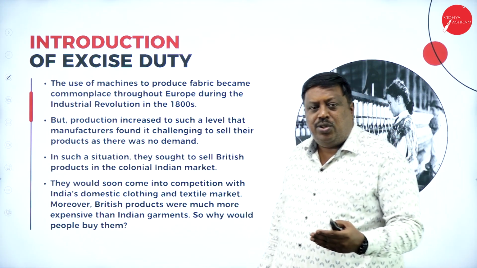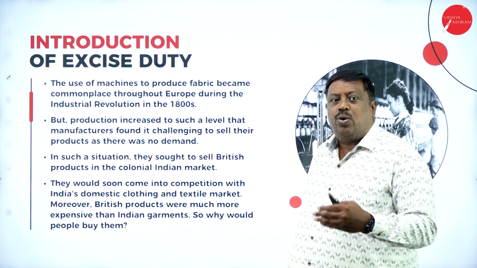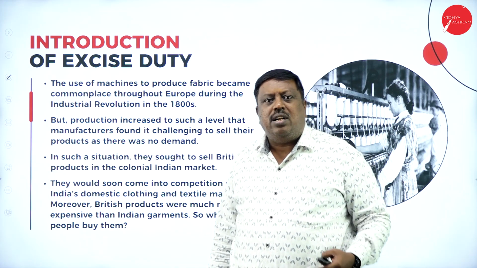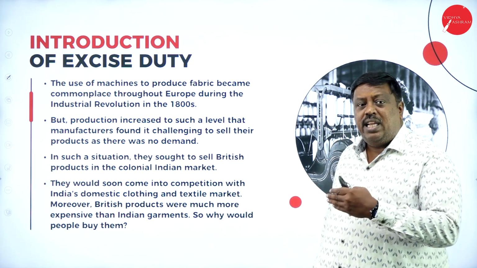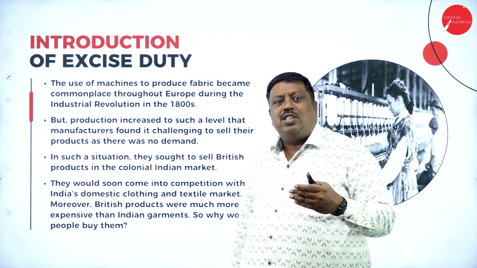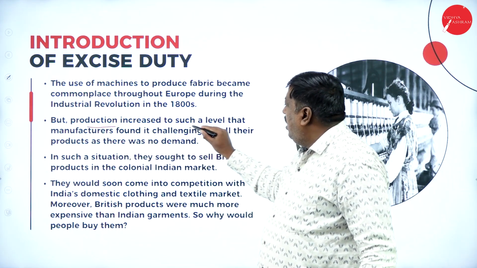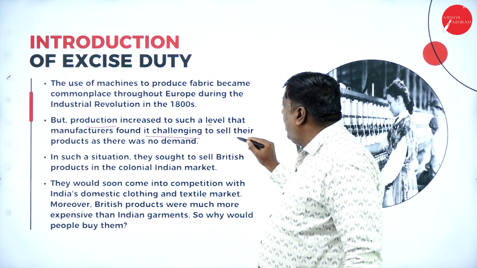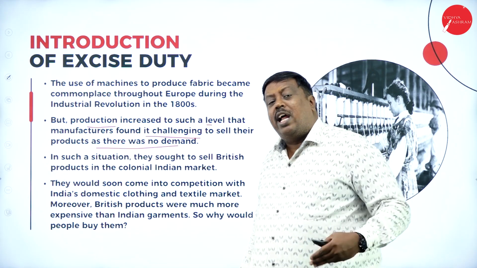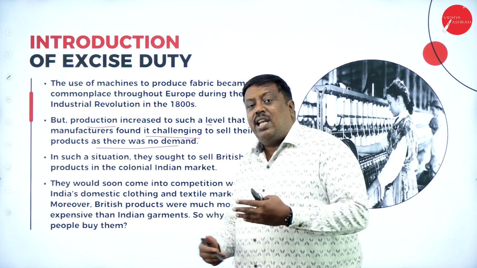After the Industrial Revolution in the mid-1800s, industry started to grow in the market and they started to use machinery to convert raw material into finished goods. In our Indian market, the majority of the goods were sold by the British people, and they were machine-made products. Production increased to such a level that manufacturers found it challenging to sell their products as there was no demand. The products were produced more and more, but there was no demand for the product, and how to sell that one? They were struggling like anything.